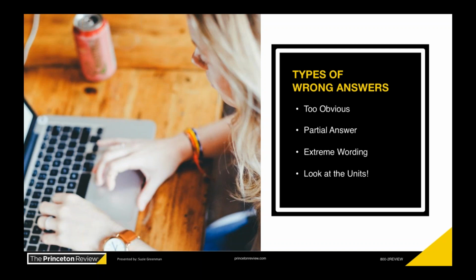Extreme wording: always, never, things like that. Anytime that you see always and never in an answer choice, you almost always want to cross it out. And units, especially for biochemistry and physics questions, units are a dead giveaway. You can get rid of so many answer choices just by looking at the units.